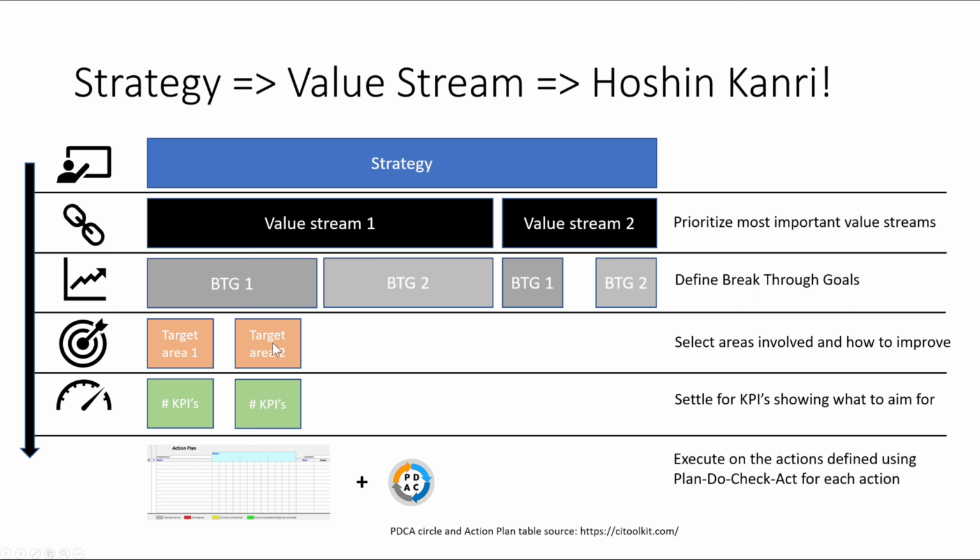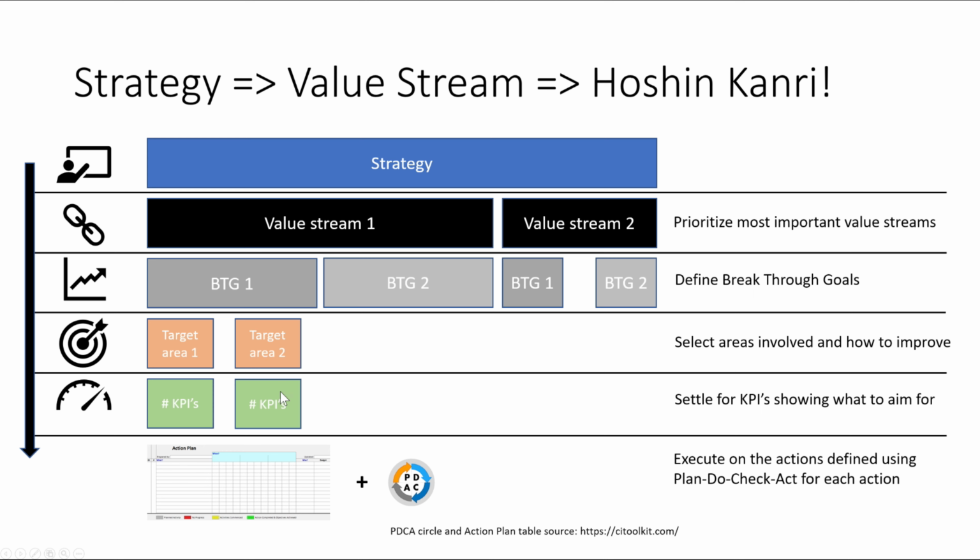And for each of these breakthrough goals, you select the areas within the value stream that are involved and what you are going to do with them in order to improve. And that is the target area. It's a part of the value stream selected in order to focus on that to achieve the breakthrough goals. And breakthrough goal 1 in this example will be fulfilled if target area 1 and target area 2 are well identified and you have actions on these in order to achieve the goal.